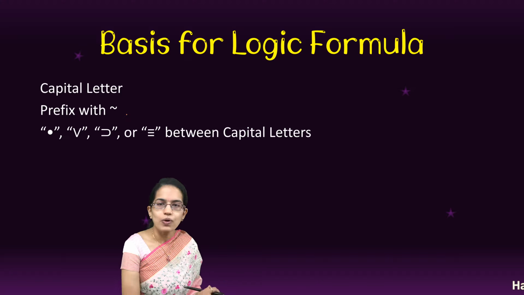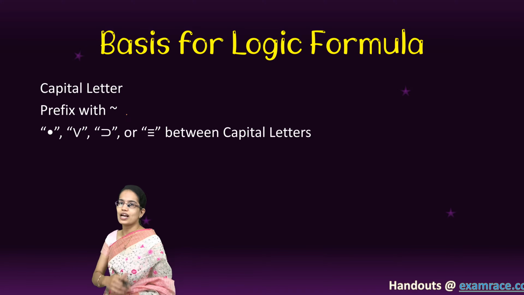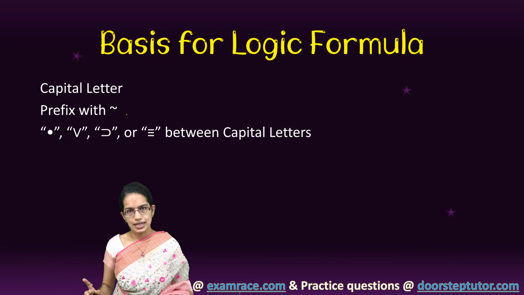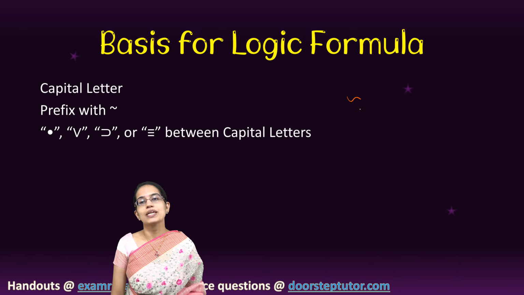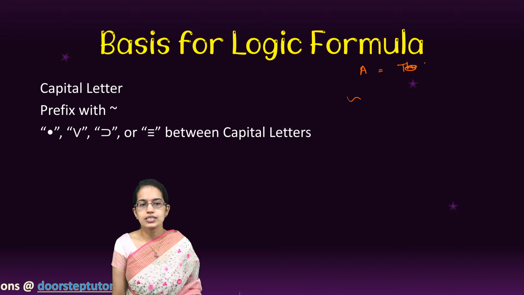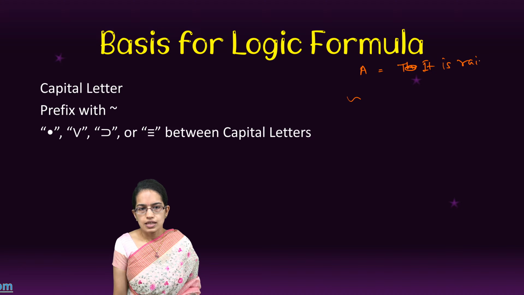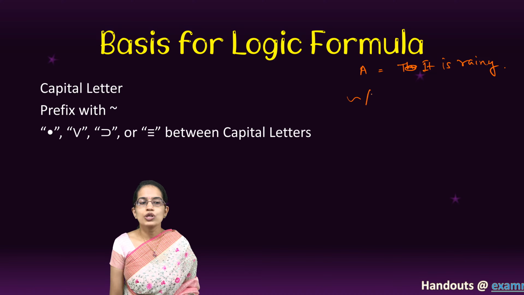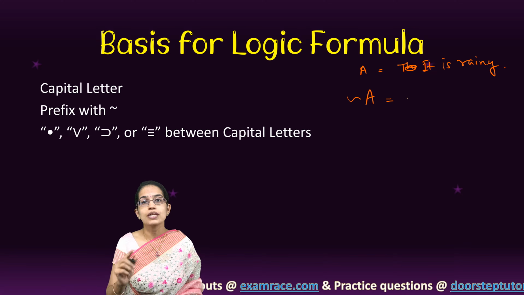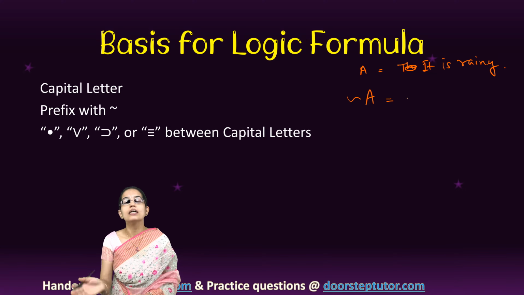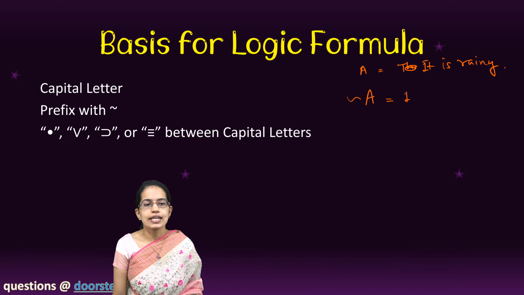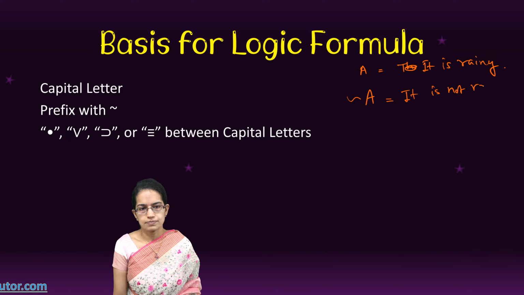Now when we are trying to understand the basics for the formulas in logic, it's very interesting. First of all, we denote it with a capital letter. The negation should always be as a prefix. So when I say A implies it is raining, now this is a proposition. If I want to say negation of A, then the tilde should be before A. So it should be as a prefix. Tilde sign should be as a prefix, and then I can say it is not raining.